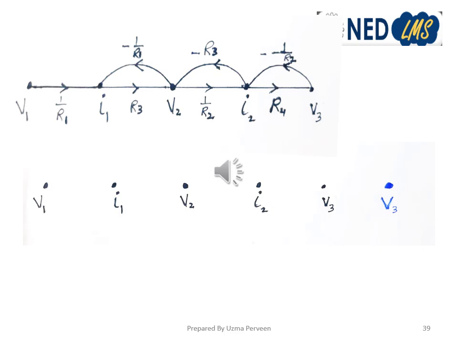Here in the signal flow graph, it is quite obvious that V1 is the input node, but there is no output node, according to the definition of the output node. An output node is that node which has only incoming branches.